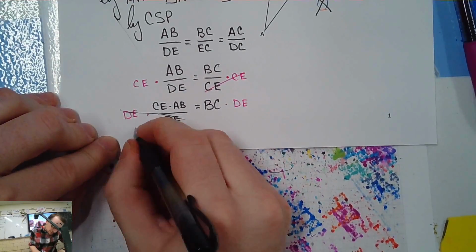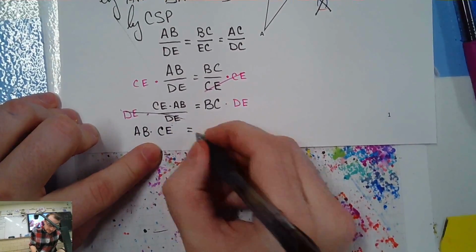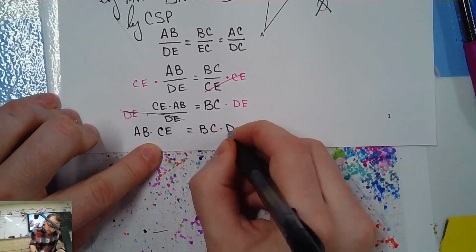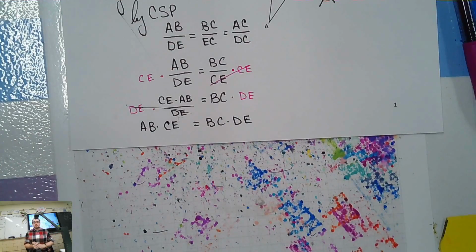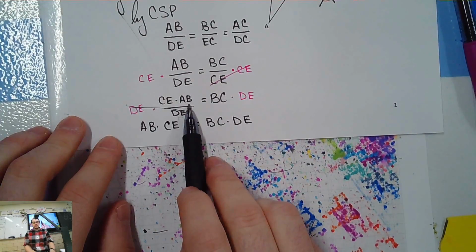Now I'm going to write AB first. Why am I allowed to write AB first? Yeah, multiplication, commutative property, right? 2 times 3, same thing as 3 times 2. Doesn't matter what I do, CE times AB or AB times CE.